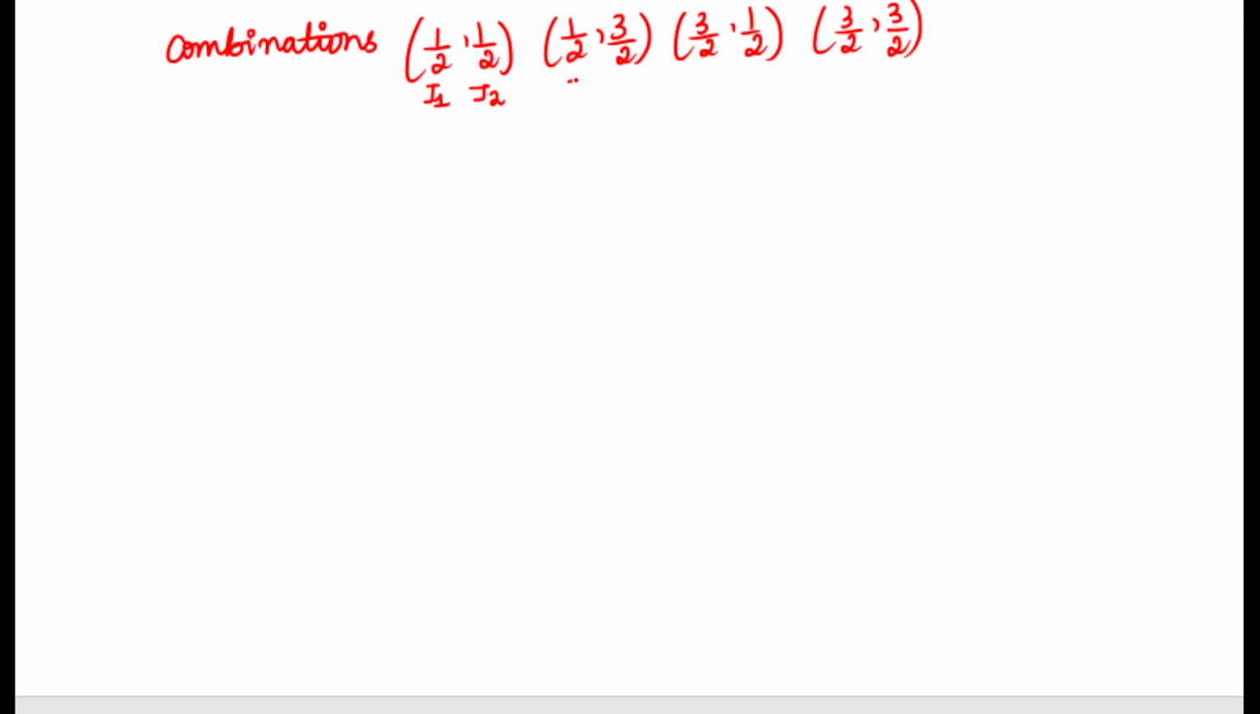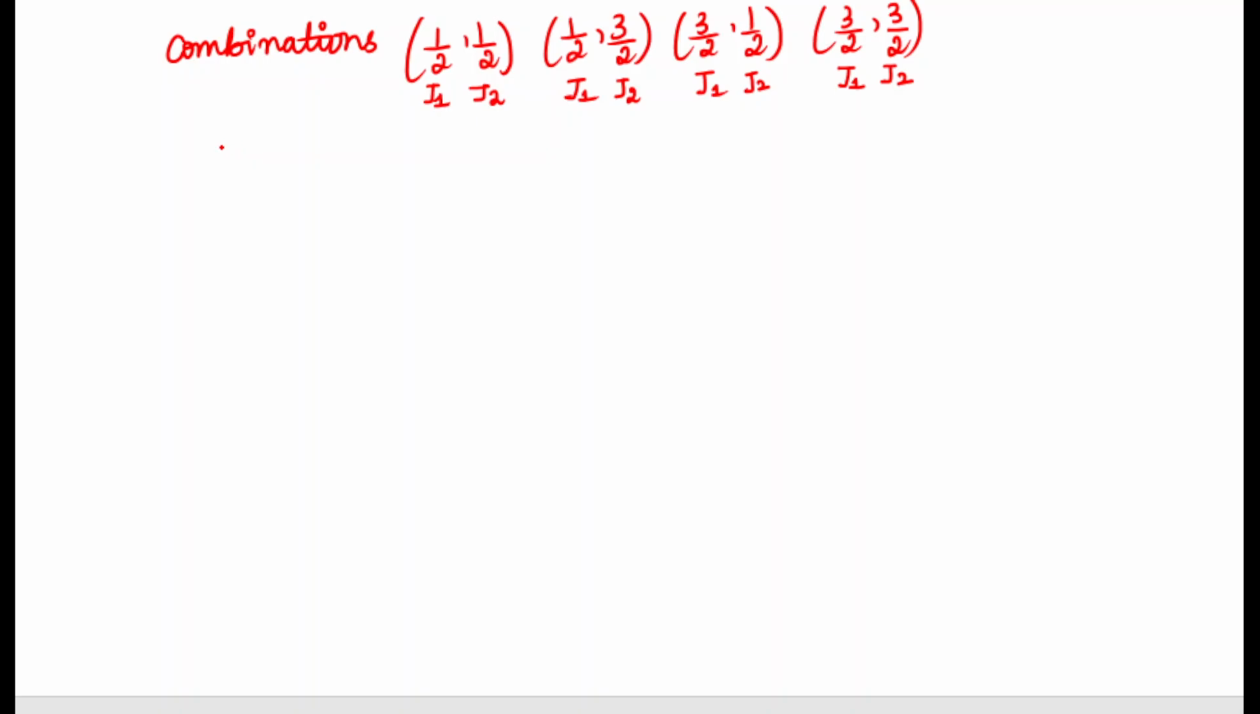That is 1 by 2, 1 by 2, 1 by 2, 3 by 2, and 3 by 2, 1 by 2, and 3 by 2, and 3 by 2. Right? Now, we need to find the j values of these combinations. Let us consider this is j1, and this is a term from j2, and this is a term from j1, and this is a term from j2. Now, I want the values of j.